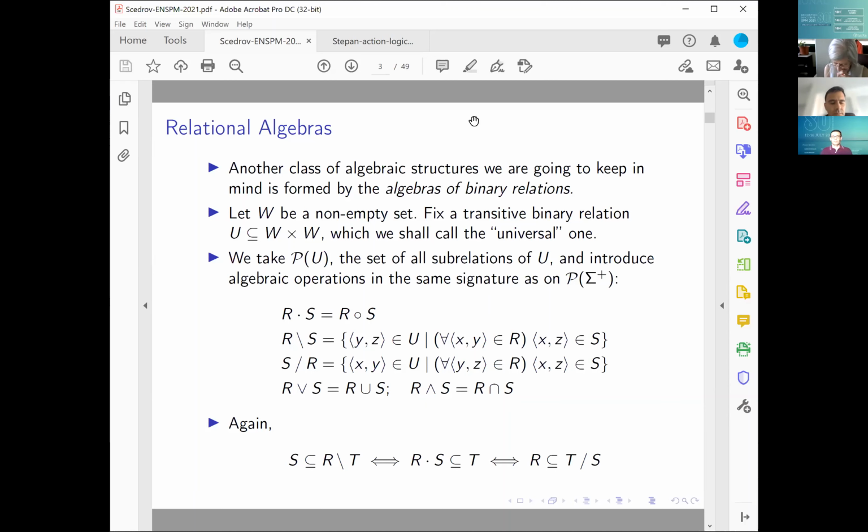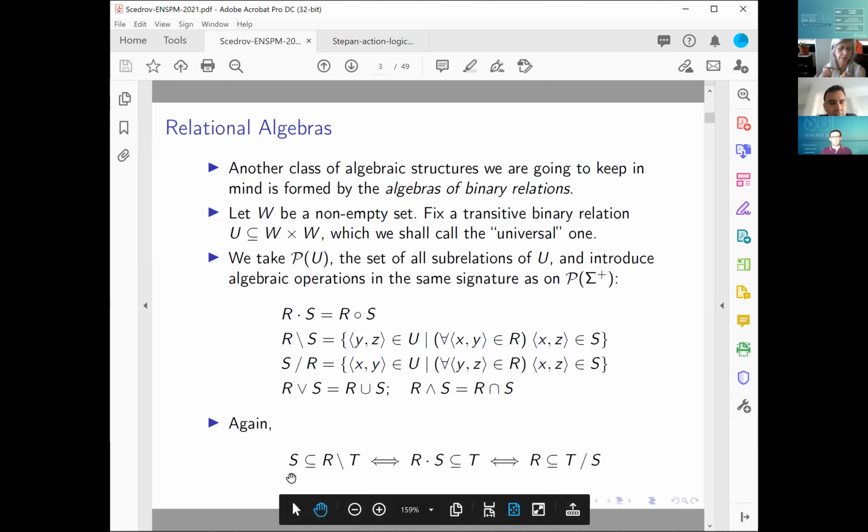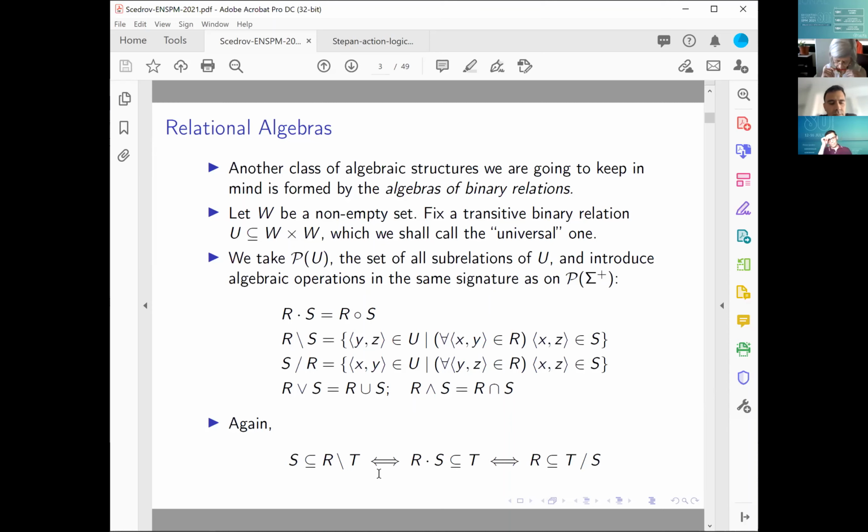So S over R relates X and Y, if and only if whenever Y is related to Z in R, then X is related to Z in S, okay? And again, of course, we have two standard operations of union and intersection. And again, we have the same relationship. S is included in R under T, if and only if R times S is included in T, and if and only if R is included in T over S.